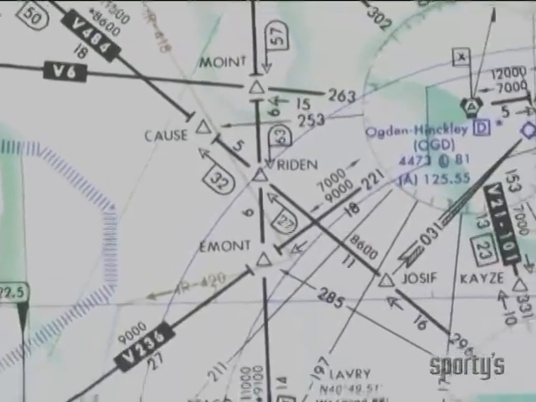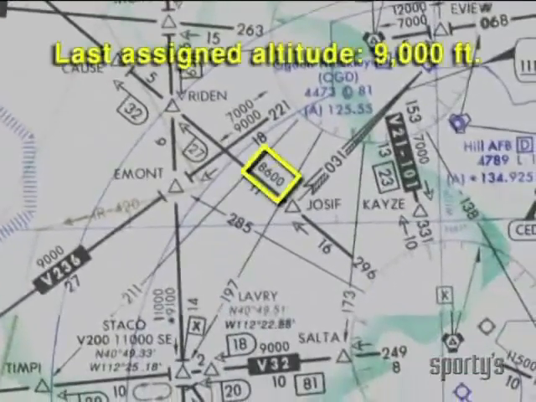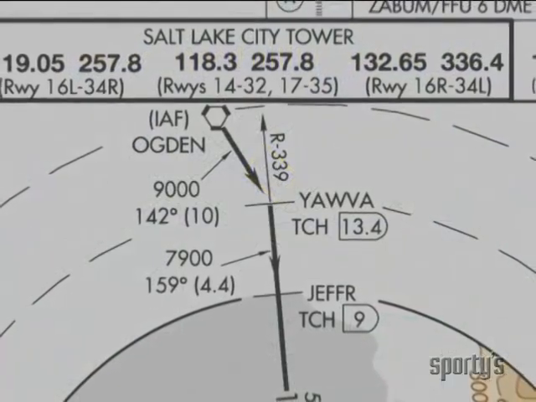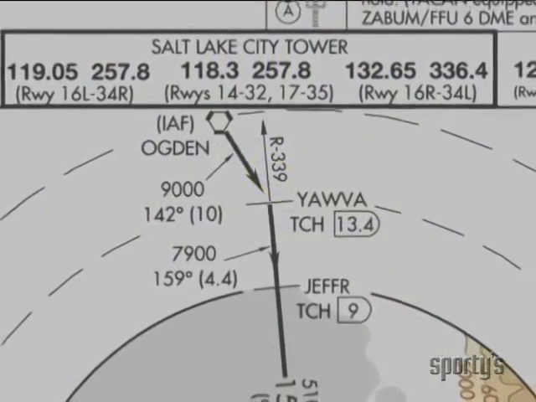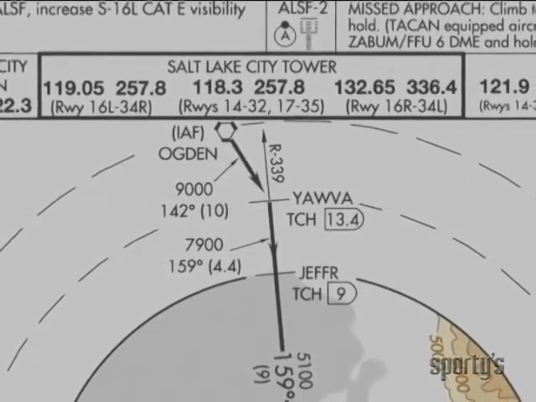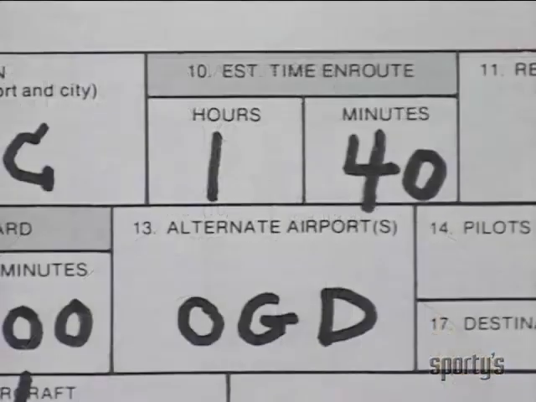From Cause to the Salt Lake City Vortac, 9,000 feet, the last assigned altitude, is the higher altitude. After Cause, descend and fly to the Vortac at 9,000 feet. Descent for the approach can start at the initial approach fix, or the fix from which the approach begins, and as close as possible to the estimated time of arrival. Descent from the last en route altitude cannot start until both conditions are met.